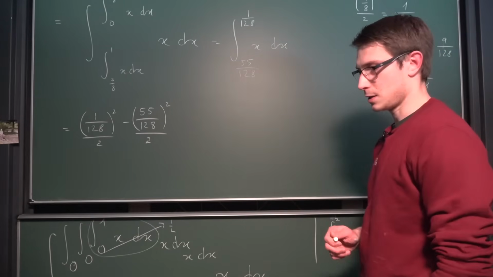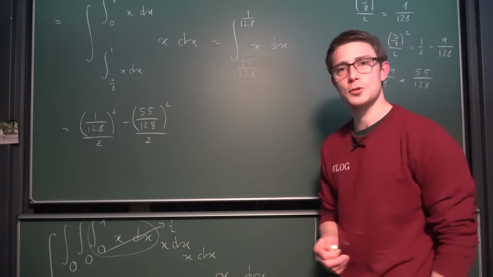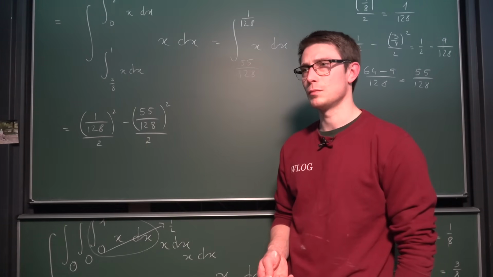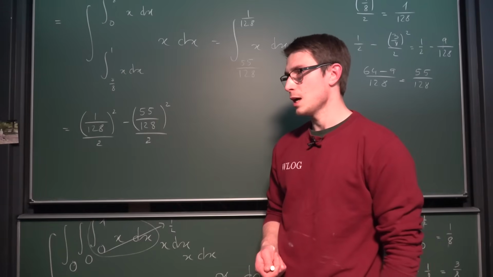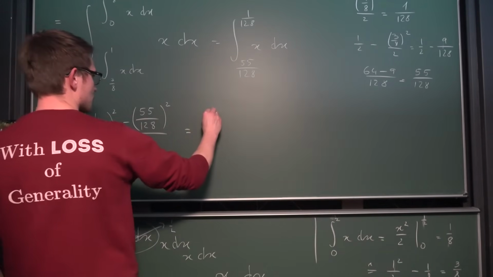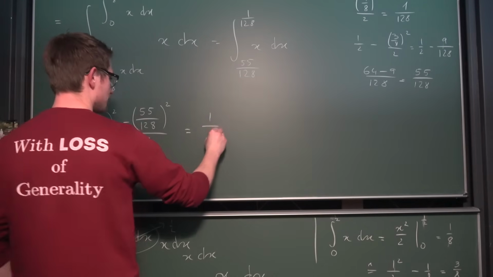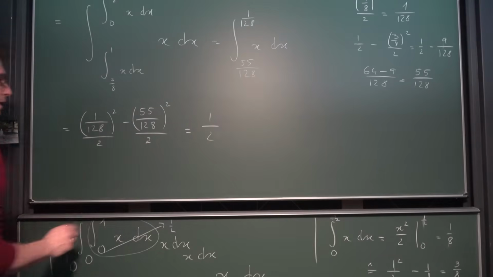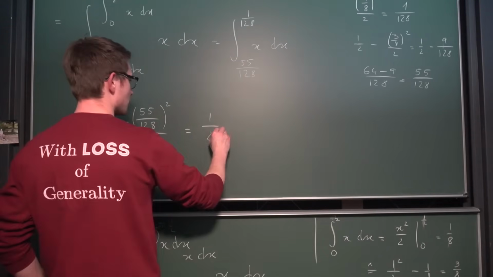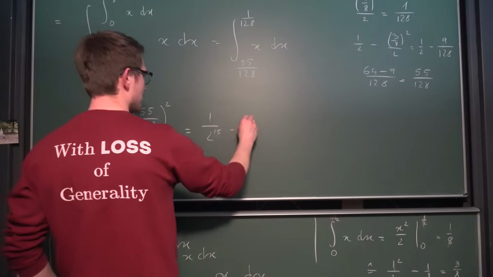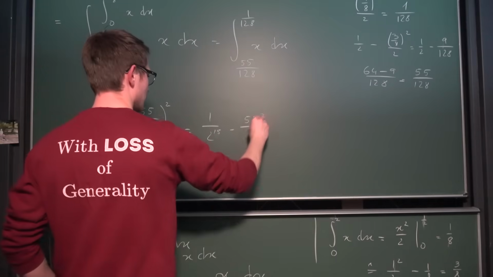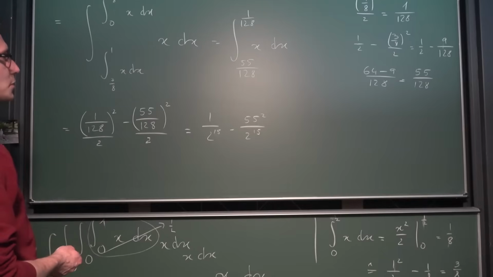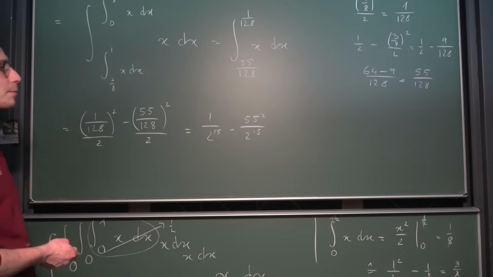Now we can evaluate this. 1 over 128. 128 is 2 to the, let me see, 2 to the 6. No, 2 to the 7, right? 2 to the 7. So if we square this, it's 2 to the 14, so 15. 1 over 2 to the 15 minus 55 squared over 2 to the 15, which is certainly something, I suppose. And I think this is the solution, and I hope I didn't mess anything up.